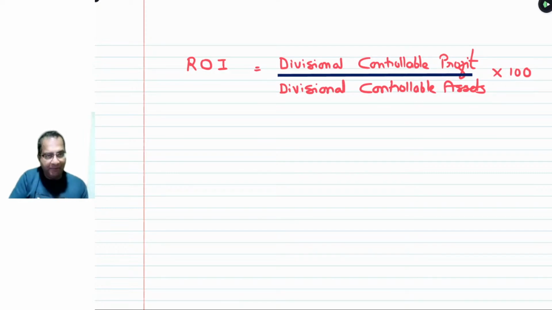In the numerator and in the denominator we have written the word divisional. Why have we written the word divisional? It's very simple. I have already told you that we are not measuring the performance of the company, we are measuring the performance of a particular department. So the profit in the numerator will be related to a particular department, and the effort or the investment is applicable to that particular department, not to the company.